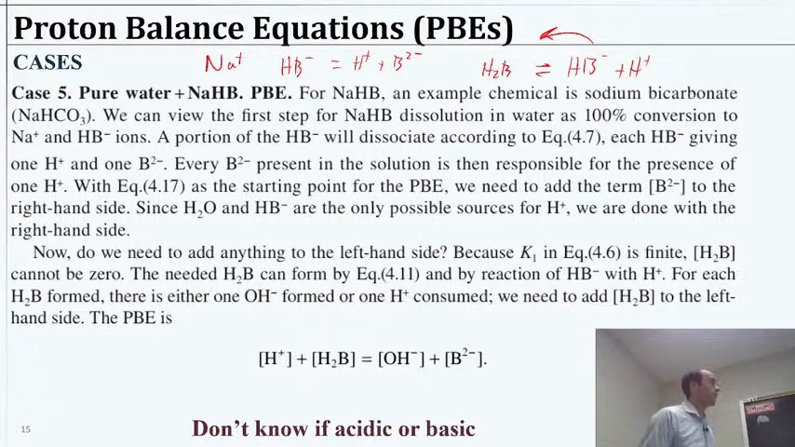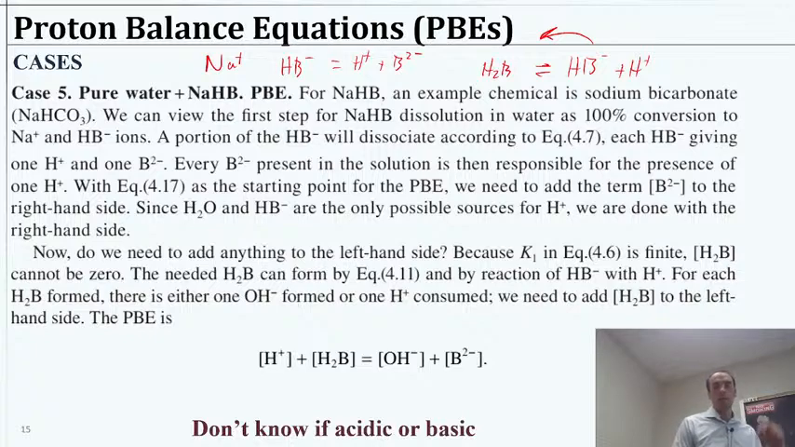So let's see if the book can say that a little more clearly. So a portion will dissociate, giving 1 H plus and 1 B2 minus. Every B2 minus in the solution is then responsible for the presence of 1 H plus. So this is actually different than last time, right? Last time we had a 2 here. This time we don't, because we started at HB minus. So that starting point is kind of relevant here. From HB minus is where we started. Now we are releasing 1 proton there.